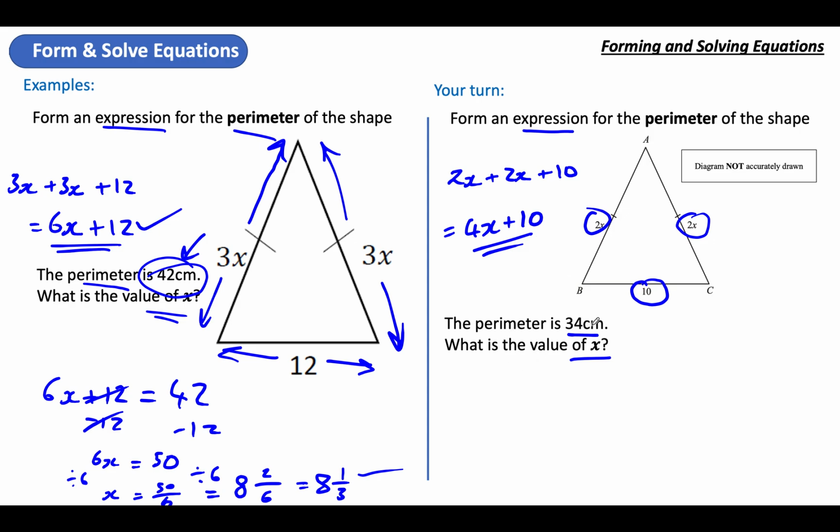Now the perimeter is 34 centimeters. New piece of information. Find the value of x. So take that expression you just wrote and make it equal 34. Well, I don't even make it.